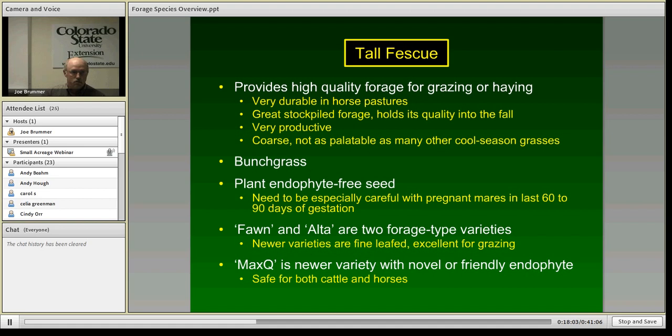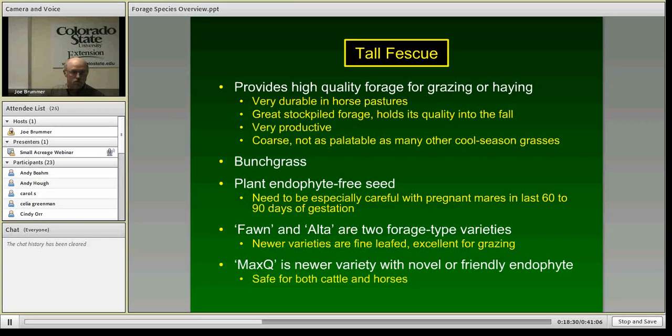The other thing to be aware of is certain varieties of this particular grass can have the endophyte, which is just a fungus that lives within the plant, and it produces a toxin that can cause problems both with cattle as well as horses. Especially in horses you have to be careful with the pregnant mares, especially in that last 60 to 90 days of gestation. You can cause a whole array of different reproductive abnormalities.